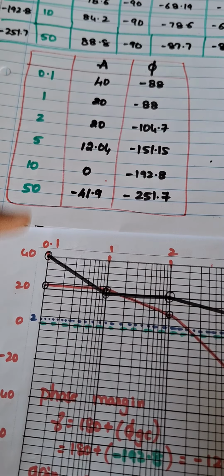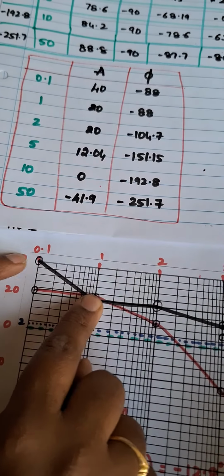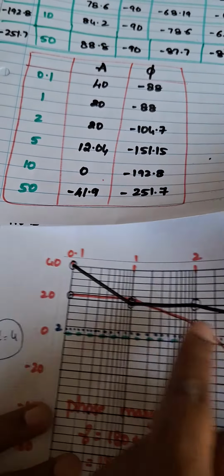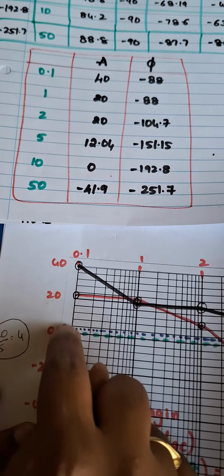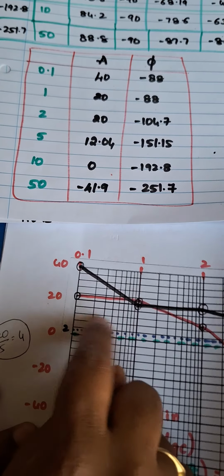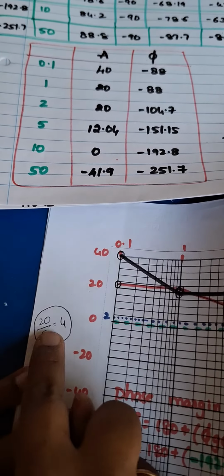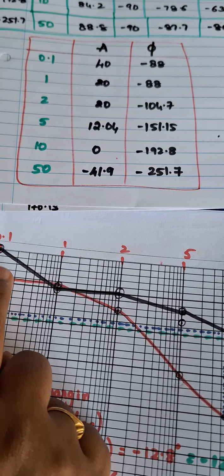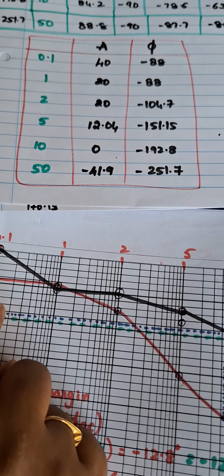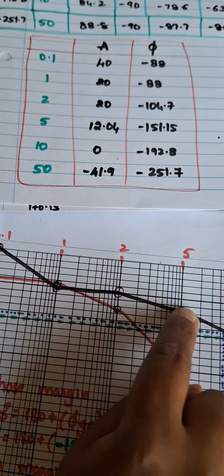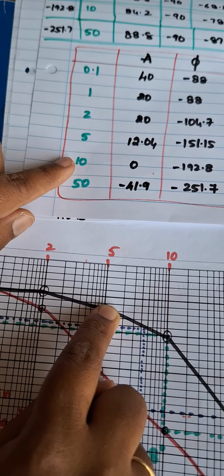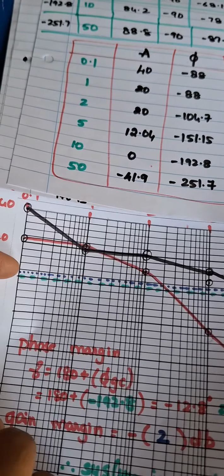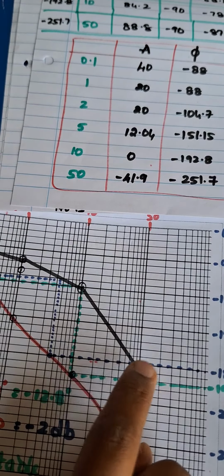So for 0.1 it is 40, so I put a dot here. Then for 1 it is 20, then for 2 it is 20, then for 5 it is 12.04. How to calculate it, you know, right? The distance is 20, and the scaling we have is 5 divisions. So 20 divided by 5 divisions is 4. So each division is 4. From here you should check. This is 0, this is 4, 8, 12. That is the reason we marked it at 12. Then for 10 it is 0, so at 0 we marked it. Then again at 50 it is minus 41. So this is minus 40, and you write minus 41 a little lower.